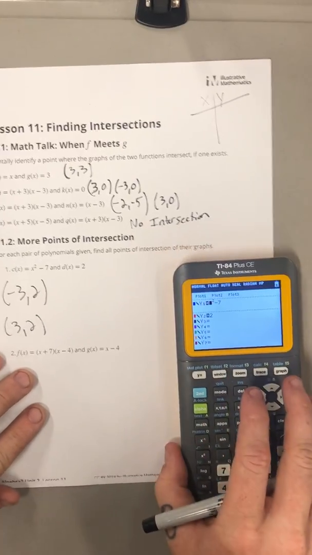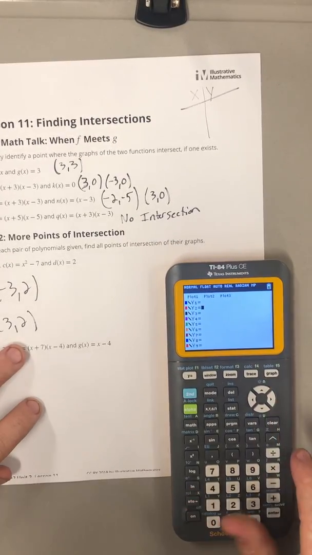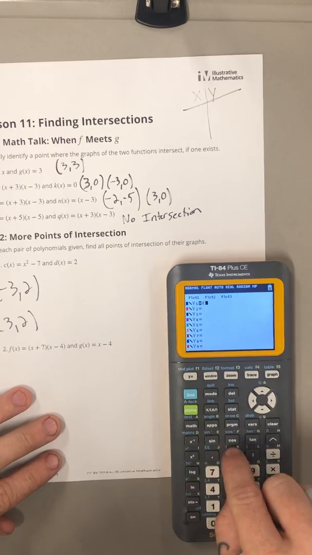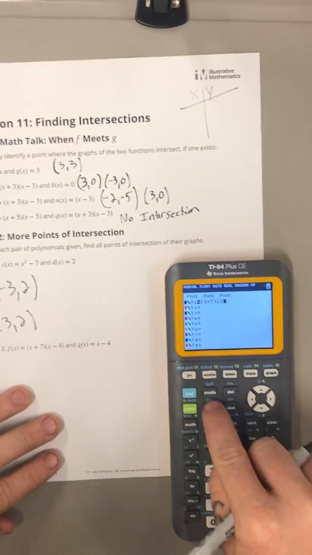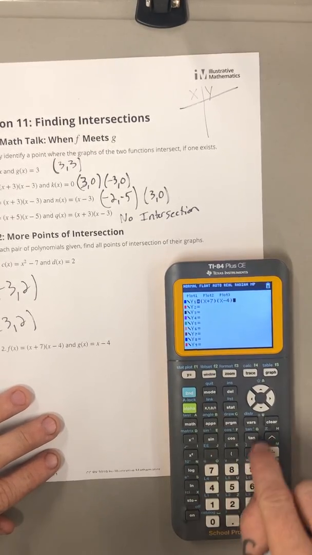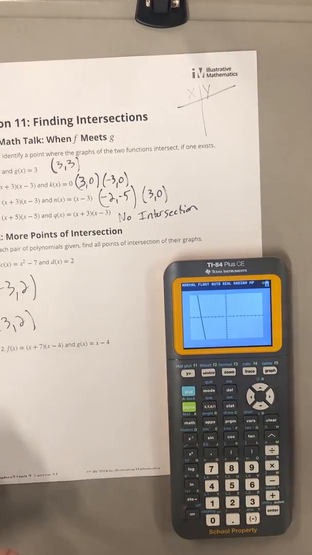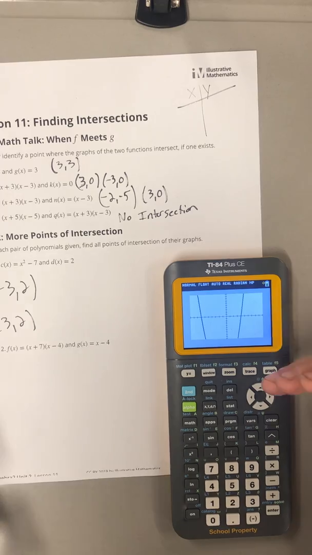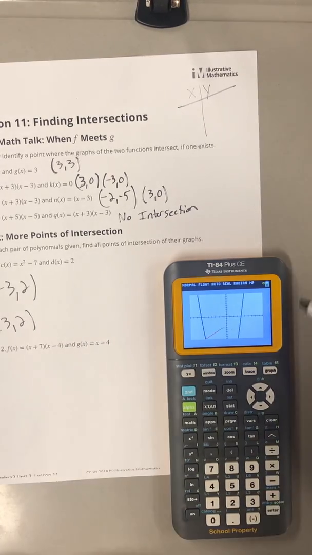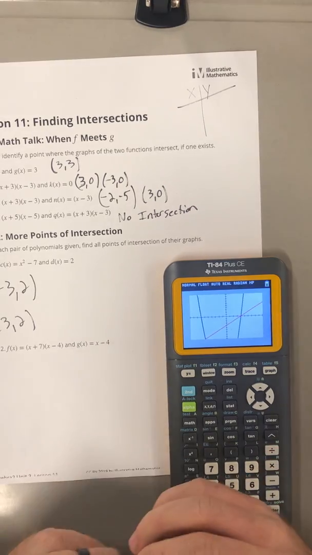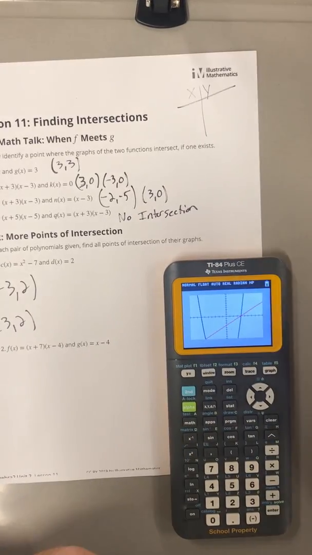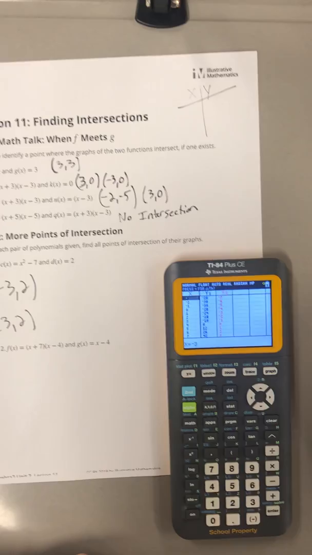Moving on to number 2, I got x plus 7, x minus 4, and then just x minus 4. Graph those. And I keep showing you the graph so that you can see what we're looking for. Okay, we're trying to identify that intersection point and that intersection point. Not a good viewing window, really doesn't matter. You could just go straight to the table and look for the similarities, okay?